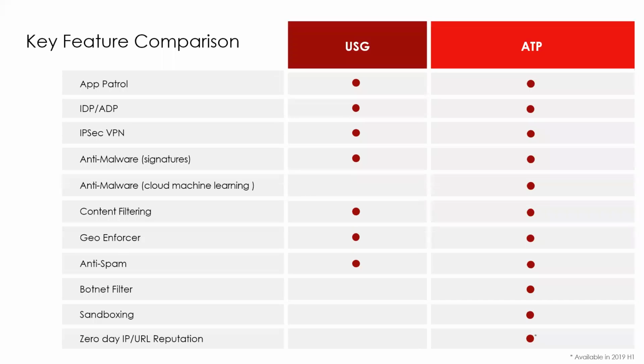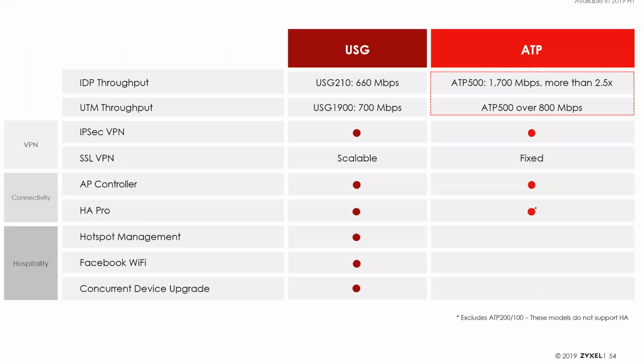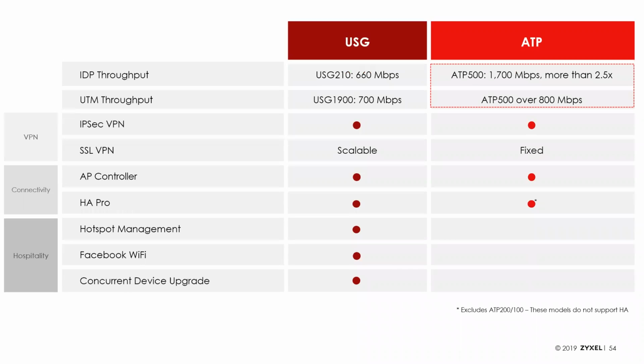So you can get to the question, what should I buy? Should I buy the ATP or should I buy the USG? The ATP gives us that cloud artificial intelligence and sandboxing. The USG does not offer that. USG does not offer botnet filtering or zero-day IP URL reputation. The ATP offers us better performance, sometimes up to 2.5 times the performance of the equivalent USG as far as throughput goes. We get more flexibility when it comes to SSL VPN licenses. You only get a set number on the ATP, whereas on the USG, you can buy additional licenses.